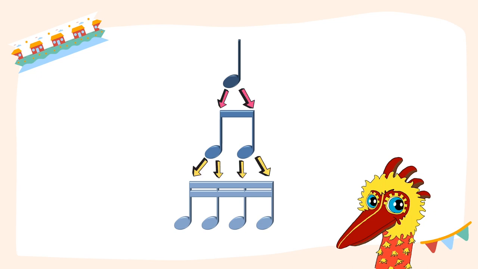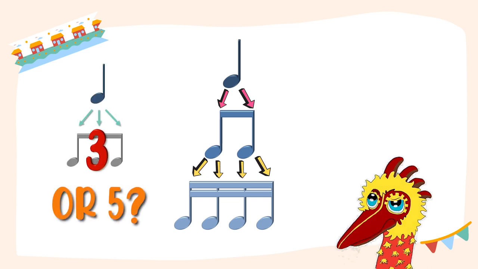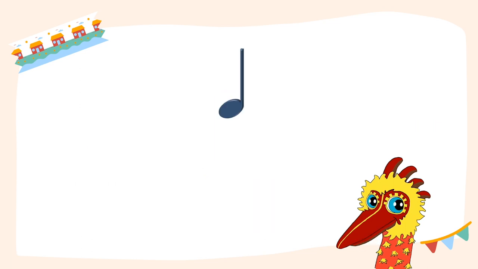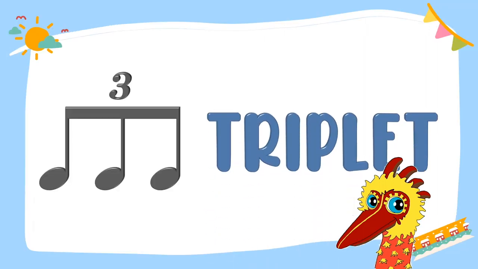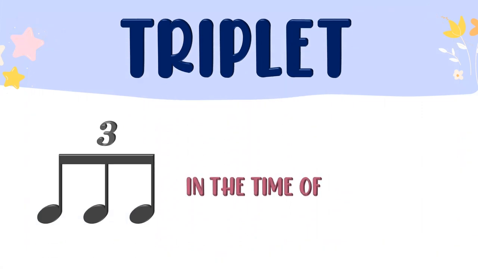Have you ever wondered what the notes would look like if they were divided into odd numbers like 3 or 5? What? How? Can we, teacher? As a matter of fact, yes we can. We can divide a beat into 3, and this is called a triplet. A triplet is a group of 3 notes that are played in the time of 2. Each note in the triplet has equal rhythmic value.